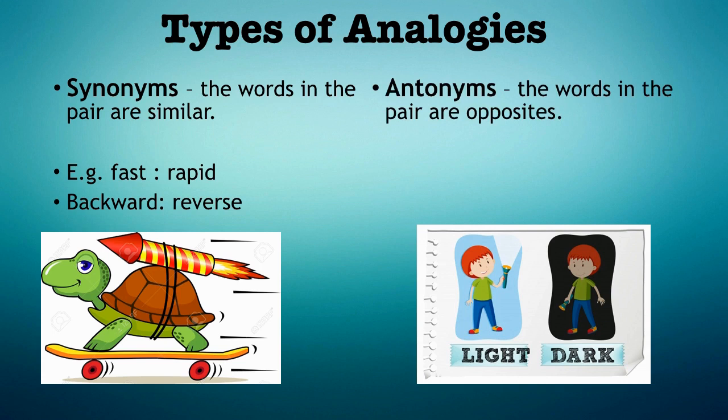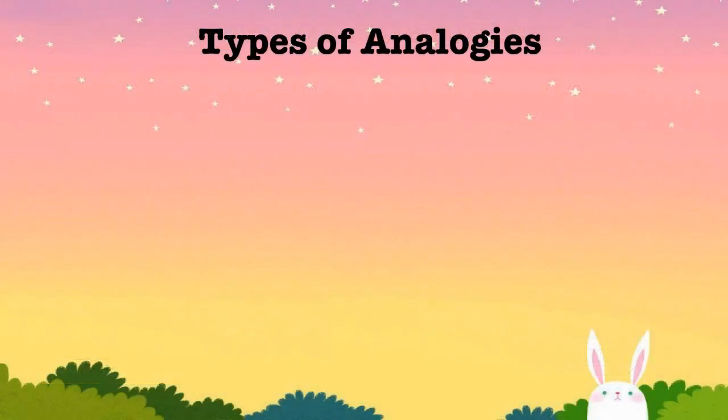With antonym analogies, the words are opposite. For example, light is to dark. The opposite of success is failure. Success is to failure. Let's keep going on.